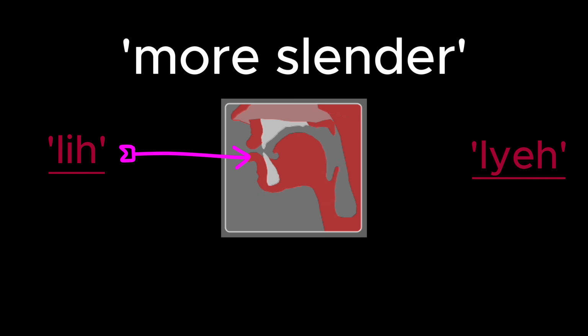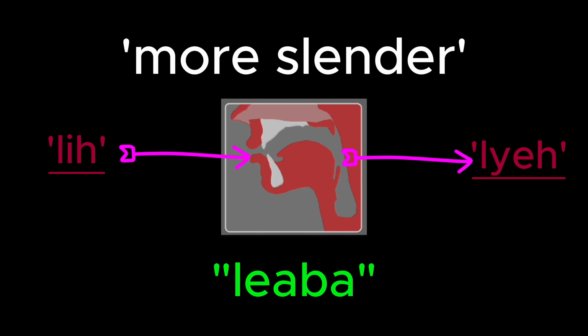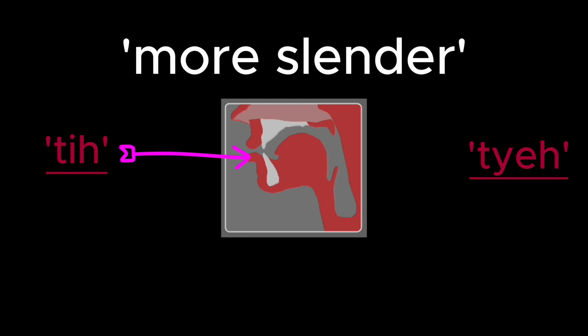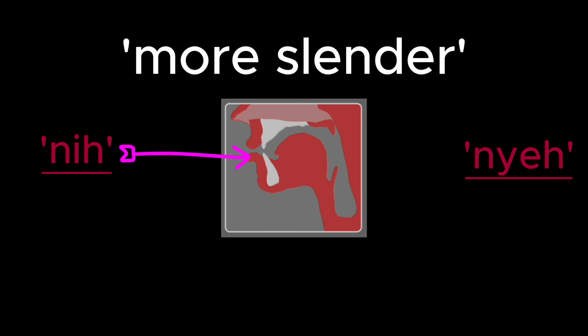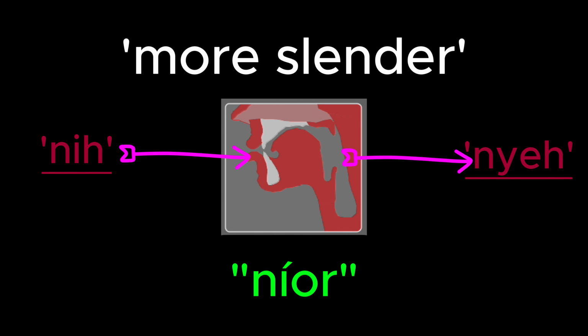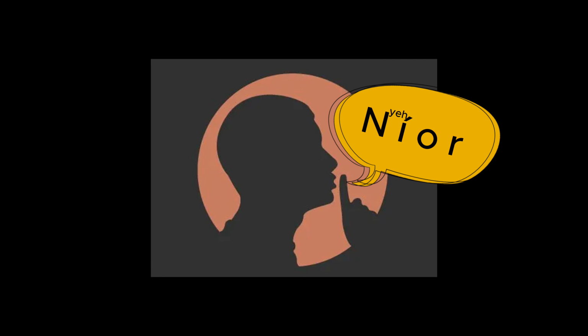Now let's try L. L, L, yabba. Now let's try T. T, T, tach. Now finally N. N, N, near. In Irish, the slender consonant sounds can be actually quite subtle compared to my exaggerated attempts.